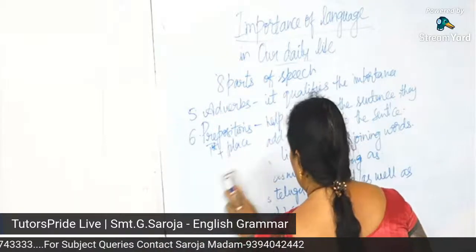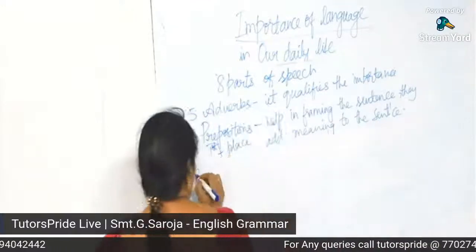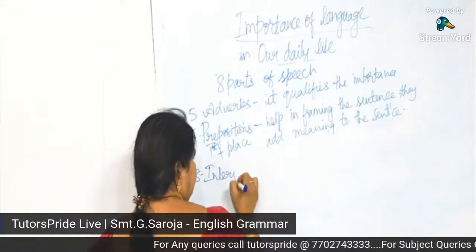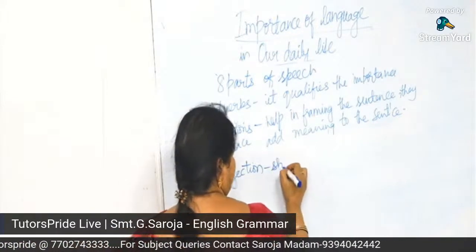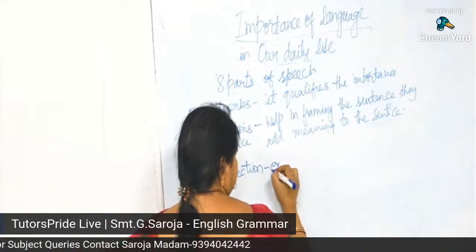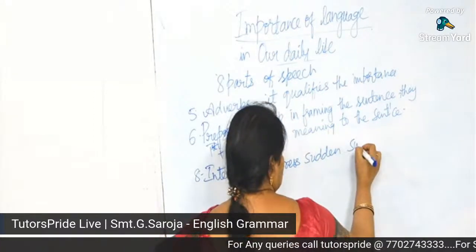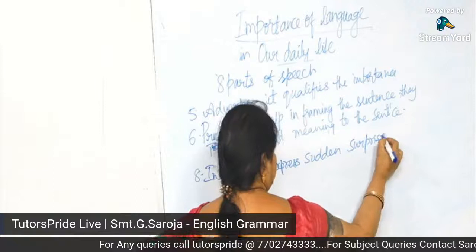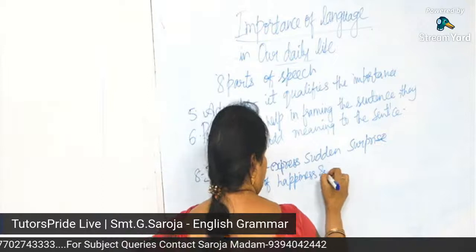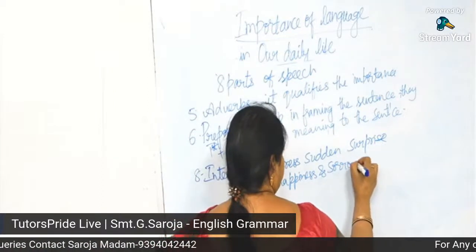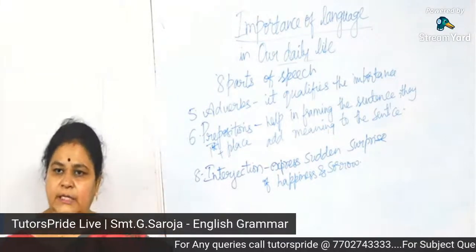Now the final, eighth one, is interjection. What is that? Interjection. What are interjections? Interjections express a sudden surprise of happiness or sorrow in the sentences.